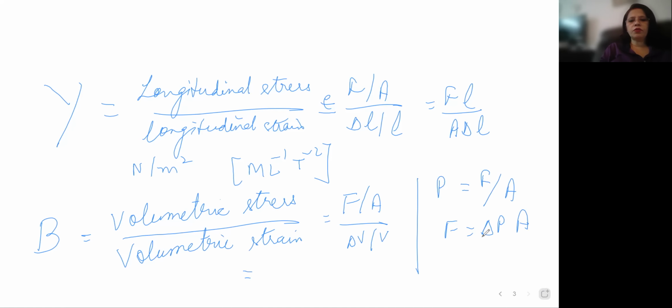So it comes out to be delta P times A, you have to put the value over here, upon delta V. This V will come upwards, and this is delta V times A. So this A and A will cancel out. So it can be written as B = delta P V upon delta V.